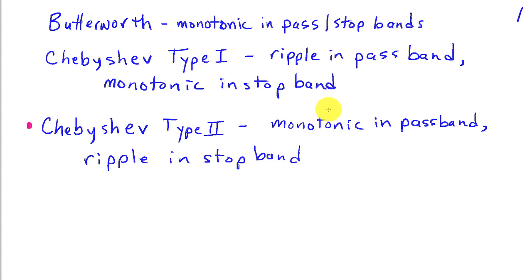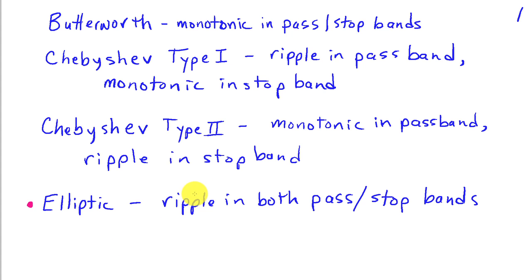band. So we'll look at both of those in this lecture, and then we'll also briefly touch on the class of elliptic filters, which have ripple in both the pass and the stop bands. The advantage of adding ripple is that it allows for a narrower transition band for a given filter order.